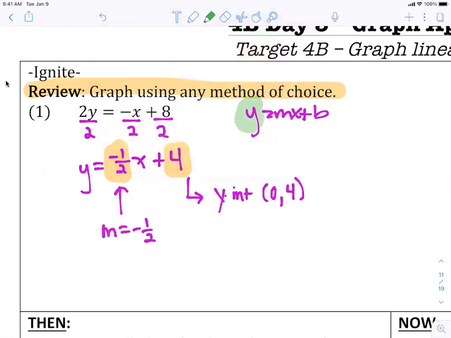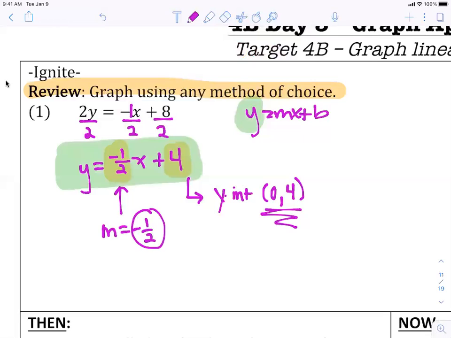In this equation, y is almost alone on one side, but it's being multiplied by 2. So the first step is to divide every piece of the other side by 2, and you're left with this equation right here. When we graph using slope-intercept form, the number in front of the x always represents my slope. So this right here is my rise over my run, and this right here is my y-intercept. That is kind of like the starting point.